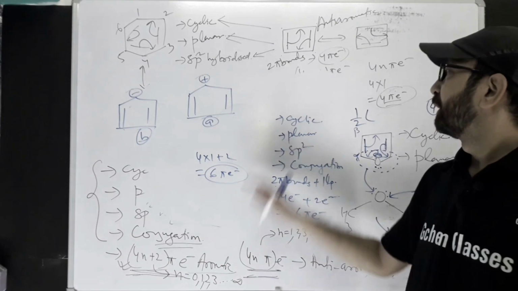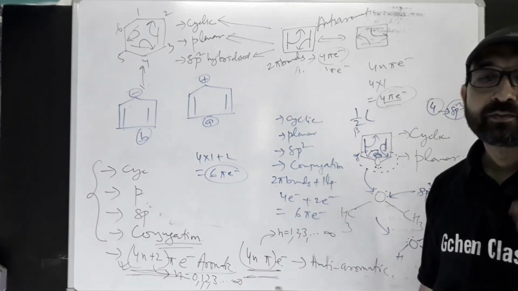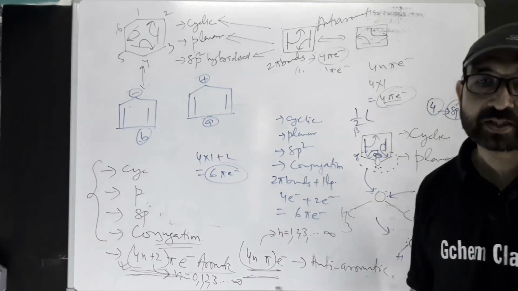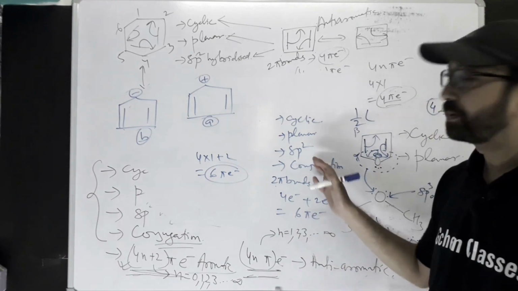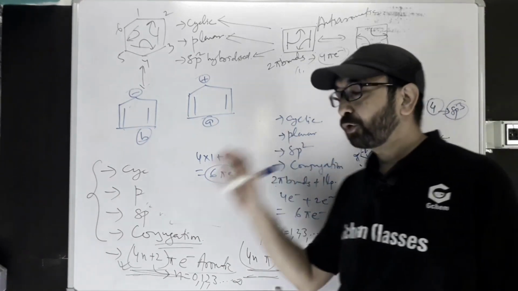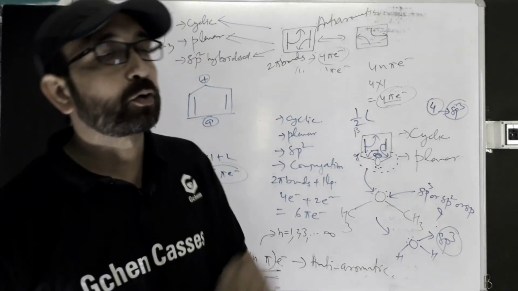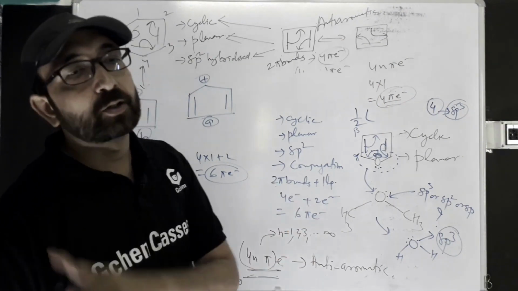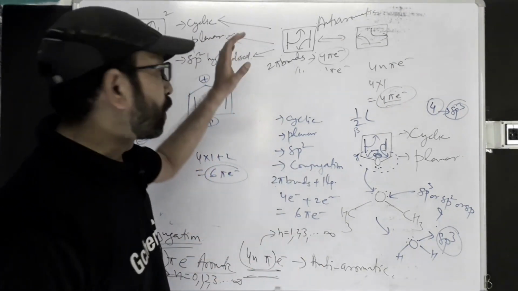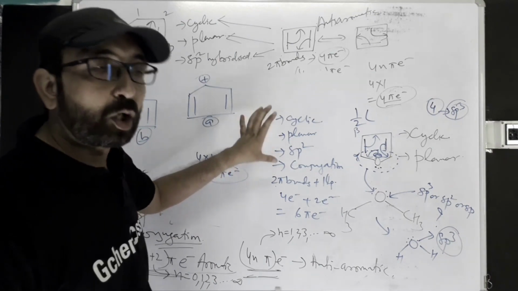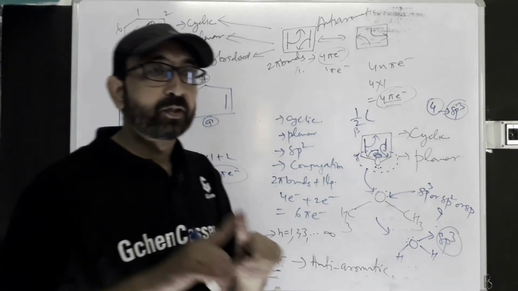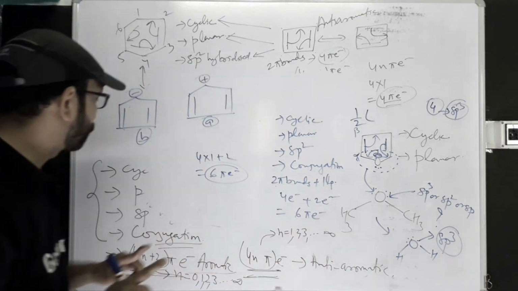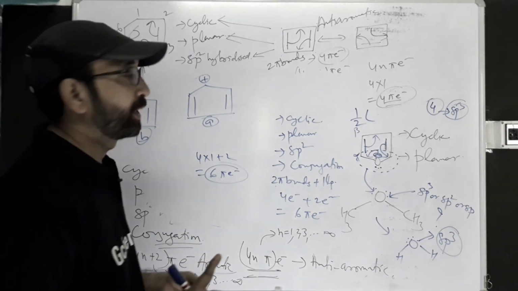Non-aromatic means any of the following will not be followed. Maybe the molecule is not cyclic, maybe it has an sp3 hybrid, maybe it is not planar, maybe it does not have conjugation, or maybe it does not follow the 4n plus 2 pi electron or 4n pi electron system. If these are the case, then we say that it is non-aromatic, correct? But for anti-aromatic, all four points should be the same, only the fifth point changes. For aromatic it will be 4n plus 2 pi electrons. For anti-aromatic it will be 4n pi electrons.